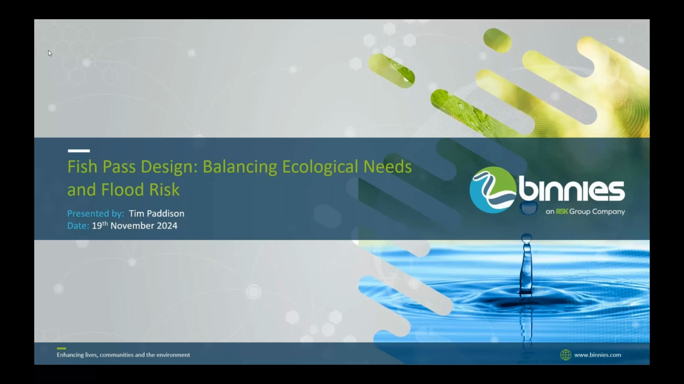And yeah, the subject of my talk is about fish pass design and how to use Flood Modeler to aid that. And that's the main focus. And then there's a little bit on flood risk as well.